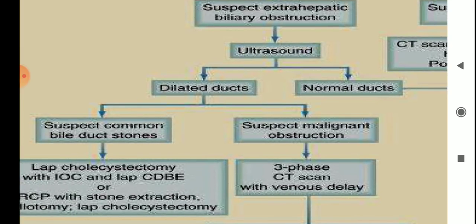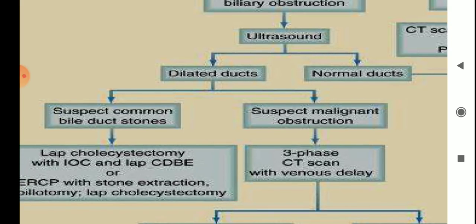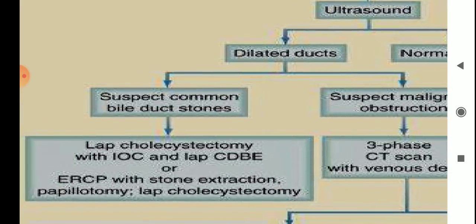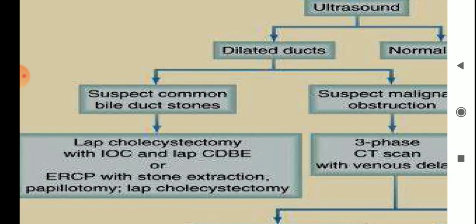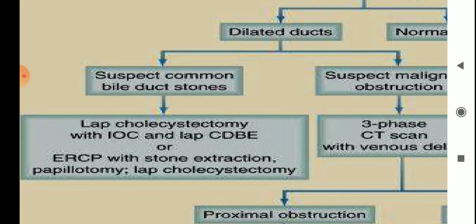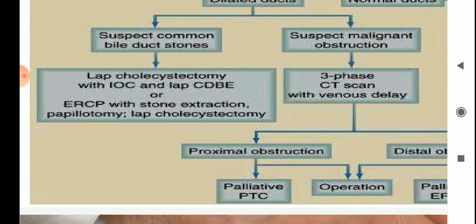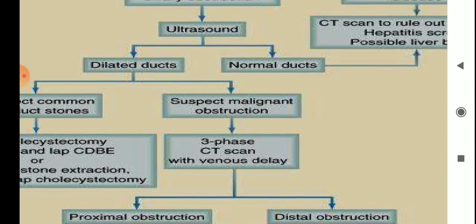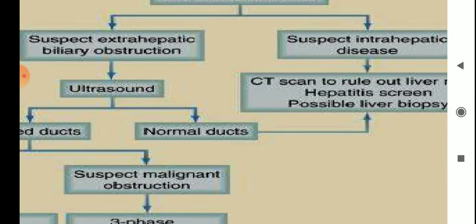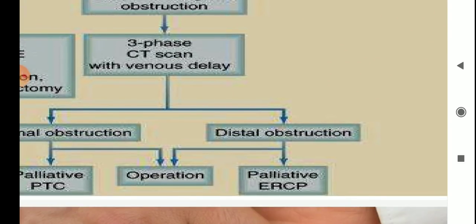Suspected malignant obstruction: then a 3-phase CT scan with venous delay. Then bile duct stones: if there are dilated ducts, think in terms of bile duct stones, then laparoscopic cholecystectomy. All these ERCPs to be performed here. So whichever site the obstruction is at is to be dealt with, and then the surgical intervention. Intrahepatic diseases: hepatitis screening, biopsy to rule out any diffuse hepatic parenchymal lesions.